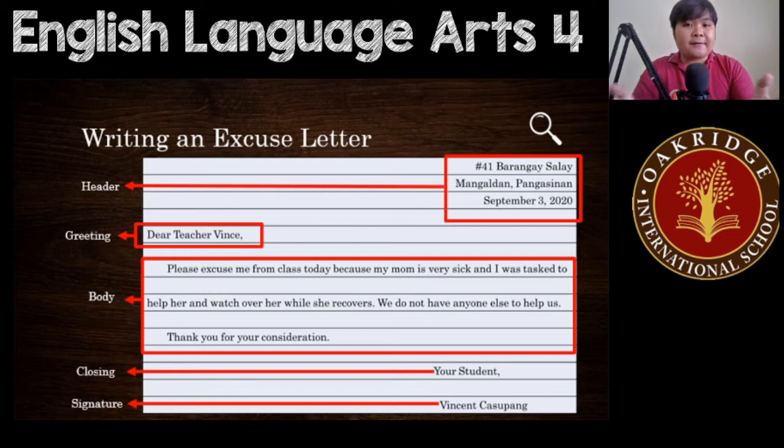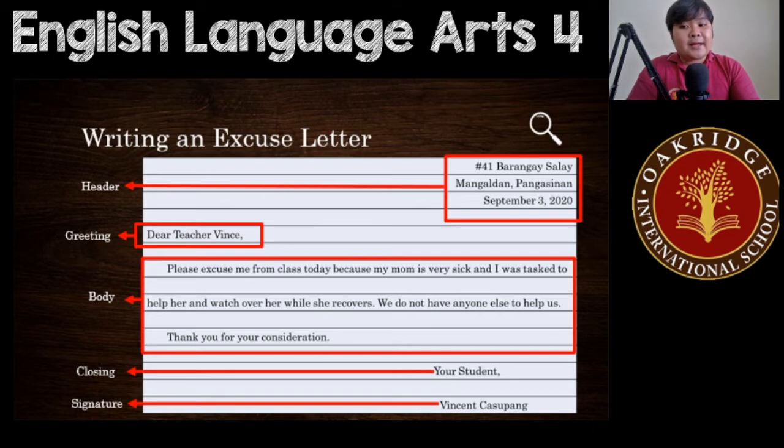And then the body would be the main message of your letter. Since this is an excuse letter, the one that I have written down says, please excuse me from class today because my mom is very sick and I was asked to help her and watch over her while she recovers. We do not have anyone else to help us. Thank you for your consideration. Usually in an excuse letter, it is very wise to add that last line, thank you for your consideration. That way, you get to show respect to the teacher that you're submitting the excuse letter to.